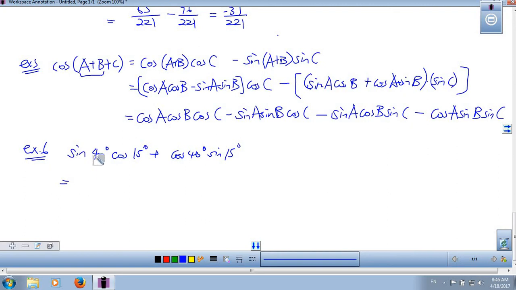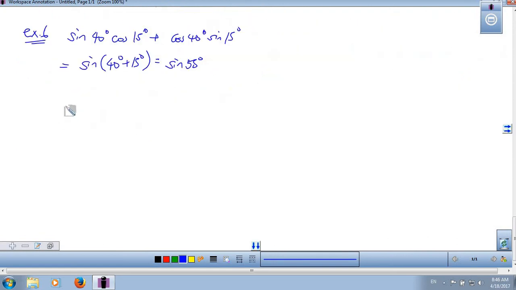Well, we recognize this is actually the opposite of the sum and difference formula. This is the result of the sum and difference formula: sine A cosine B plus cosine A sine B. So this is equal to sine of the sum, 40 plus 15. So this reduces to sine of 55 degrees. So using this example, we can combine different expressions. For example, let me go ahead and show you a little more complicated expression example here.